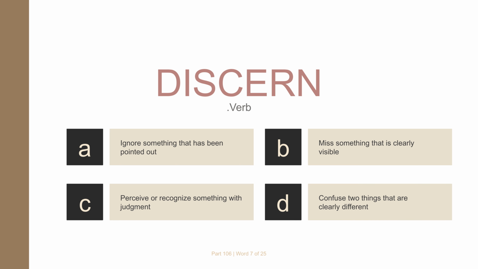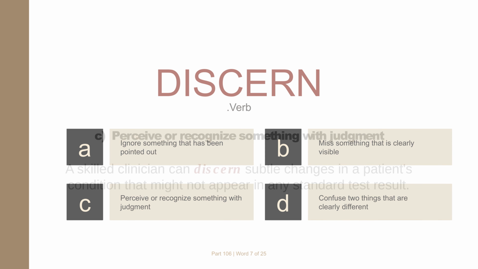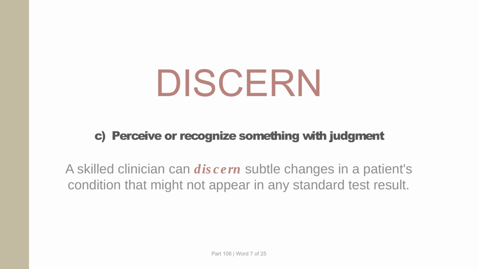Option A. Ignore something that has been pointed out. Option B. Miss something that is clearly visible. Option C. Perceive or recognize something with judgment. Option D. Confuse two things that are clearly different. Correct answer, Option C. The correct meaning of discern is perceive or recognize something with judgment.